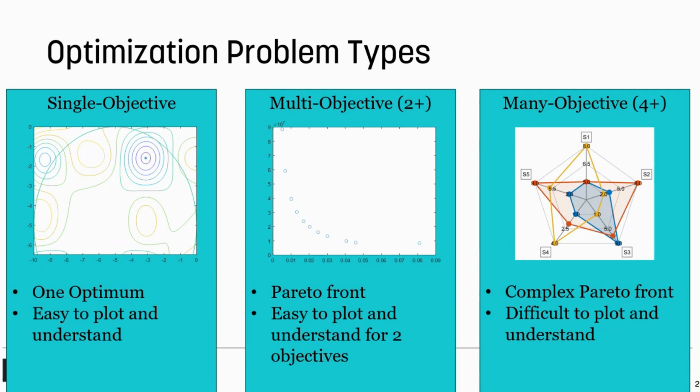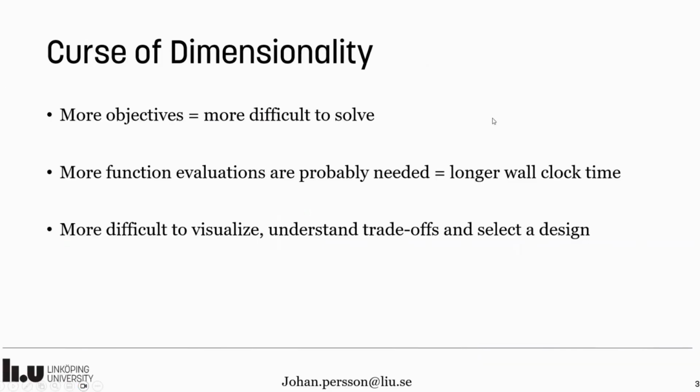But then as we increase the number of objectives, so we have more than 4, it will be much more complex both to solve the problem and to identify the Pareto front, and then afterwards to understand and plot the trade-offs. The different designs will be much harder to understand the more objectives we have. And this is called the curse of dimensionality.